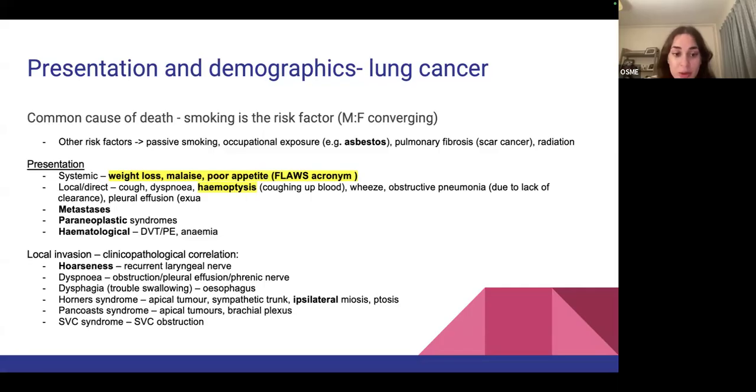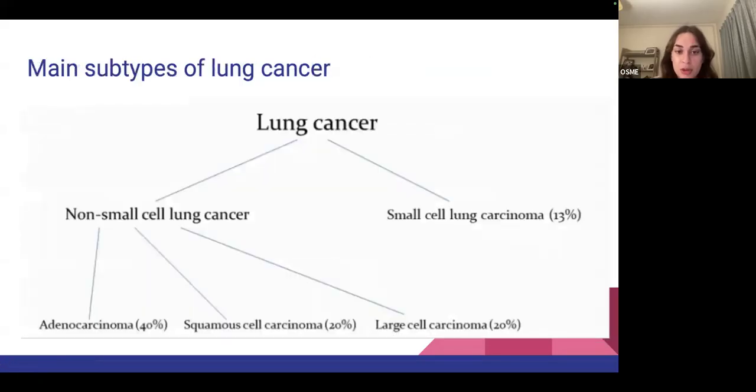They might have difficulty swallowing because there's invasion into the esophagus, and they might have Horner syndrome type symptoms. This is usually quite atypical, but it's this ptosis, and that's usually because of a Pancoast tumor. These are atypical tumors that affect the brachial plexus, and they may get some SVC obstruction, but that's quite small print. So, the main subtypes of lung cancer.